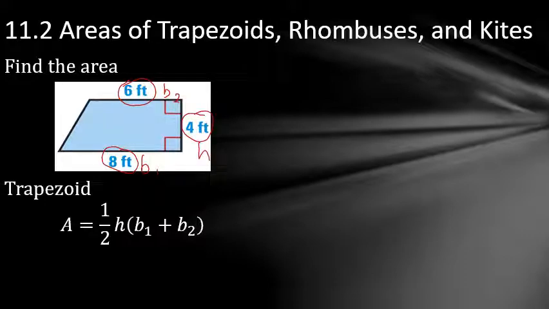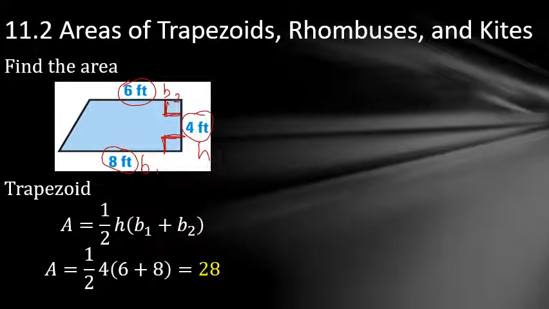What's true about the base and the height? That's right, they're perpendicular. So I'm going to fill in the 6 and the 8 for the bases, the 4 for the height, and it comes out to be 1/2 of 4 is 2, 6 plus 8 is 14, so 2 times 14 is 28.